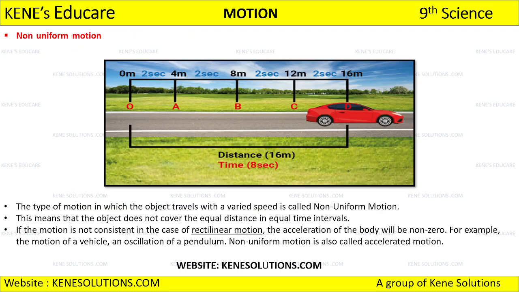So over here, when the car is traveling with a varied speed, now the speed has changed. When the car started, it was at 20, then at 4 meters it went to 30, 35, at 12 it went to 55. So when the speed keeps on changing, we know that type of motion as non-uniform motion. This means that the object does not cover equal distance in equal time interval.